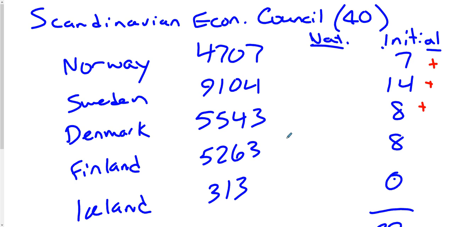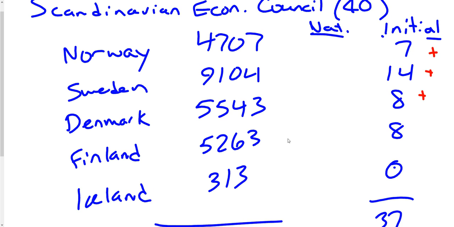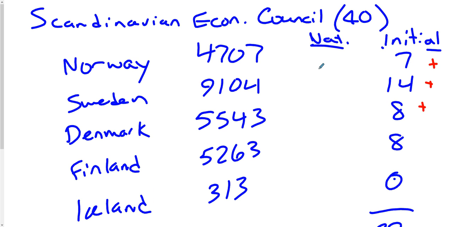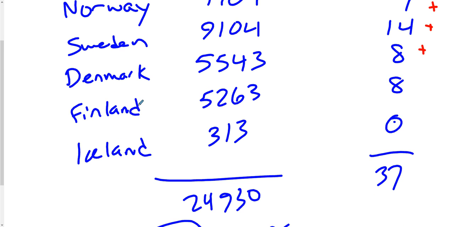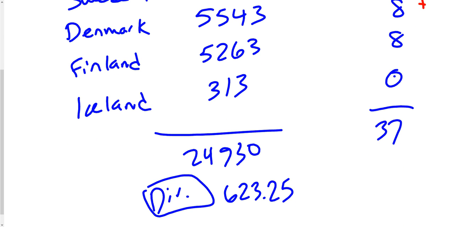So we have a Scandinavian Economic Council. And again, I'm going to do kind of a shortcut here. Here are the values. So the Scandinavian Economic Council has a 40-seat council. So the divisor for this is going to be 623.25. We're going to take 24,930 and divide by 40. And that's going to give us this number here.